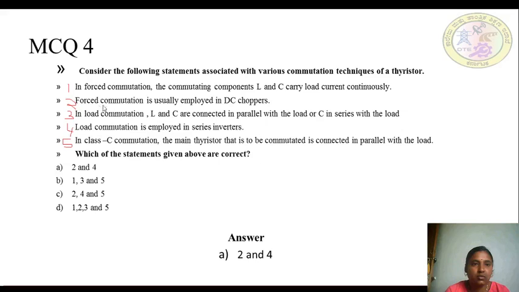That is, forced commutation is used in DC choppers. That commutating components L and C carry load current continuously is not correct. In load commutation, L and C being connected in parallel with the load or C in series with the load is not a correct answer. Load commutation is used in series inverters is the correct answer. And in class C commutation, the main thyristor to be commutated being connected in parallel with the load is also not a correct answer.